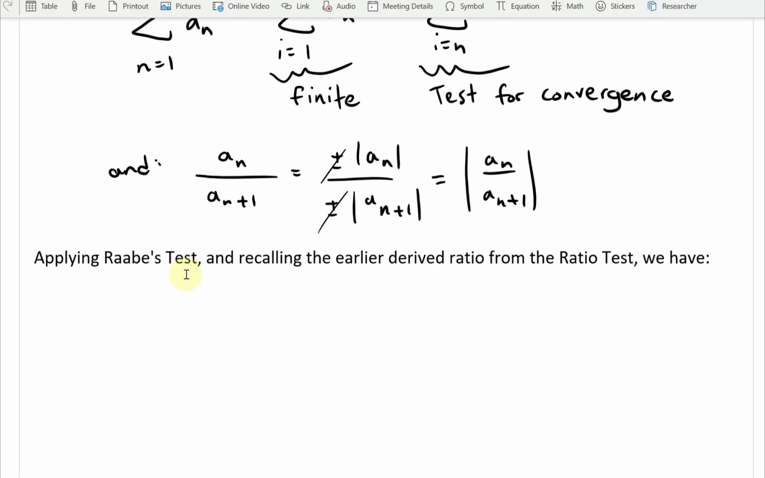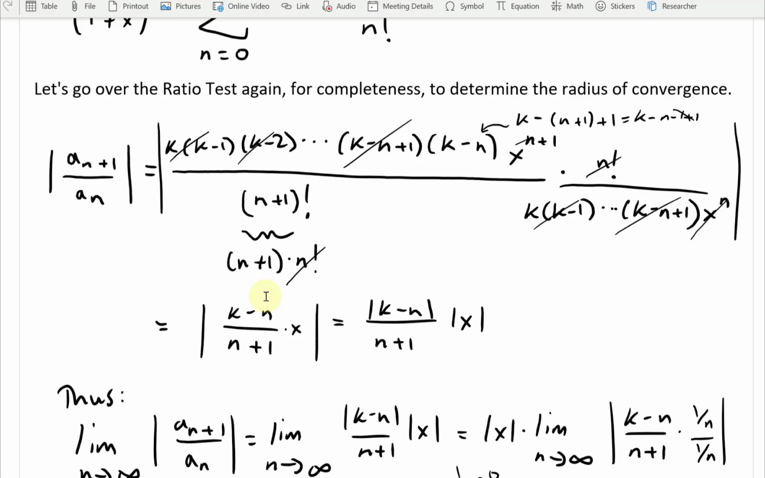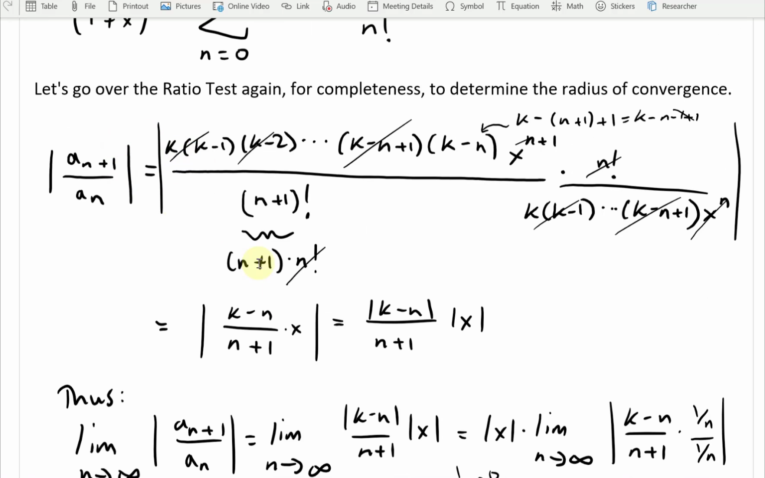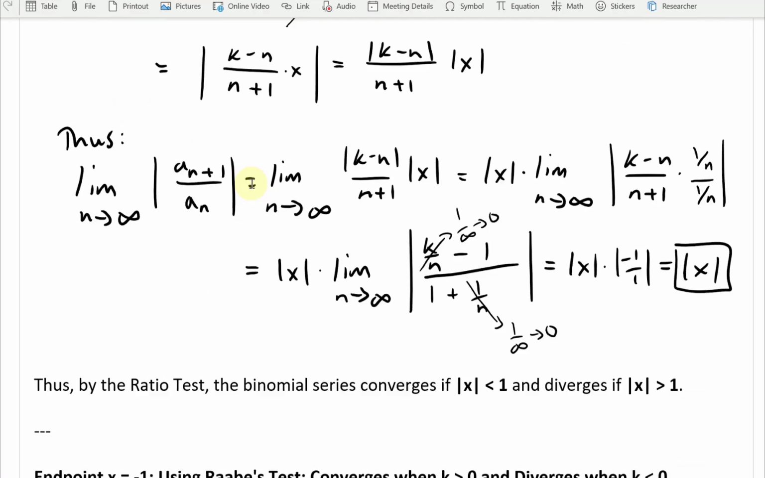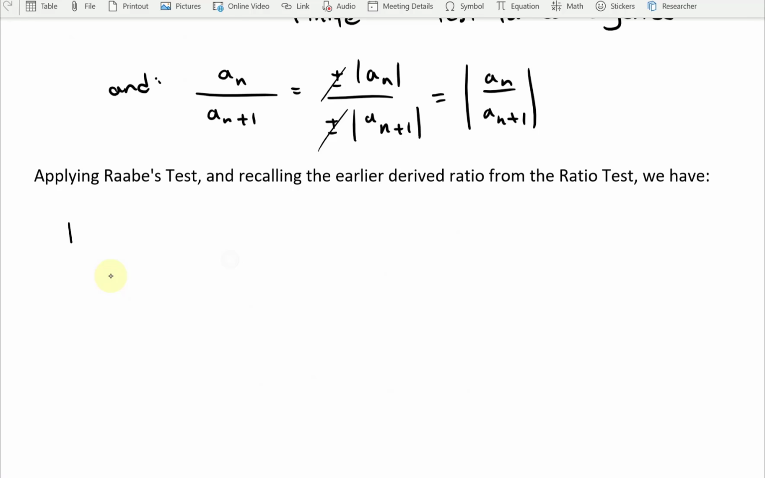So applying Raabe's test and recalling the earlier derived ratio from the ratio test, let's just scroll up to that ratio test we did. So we got up to this point right here. So we got absolute value of a_(n+1) over a_n equals (k minus n) divided by (n plus 1) times x. So let's remove the absolute value sign. We'll just look at the internal part over there. So recall that a_(n+1) over a_n is equal to (k minus n) over (n plus 1) times x.